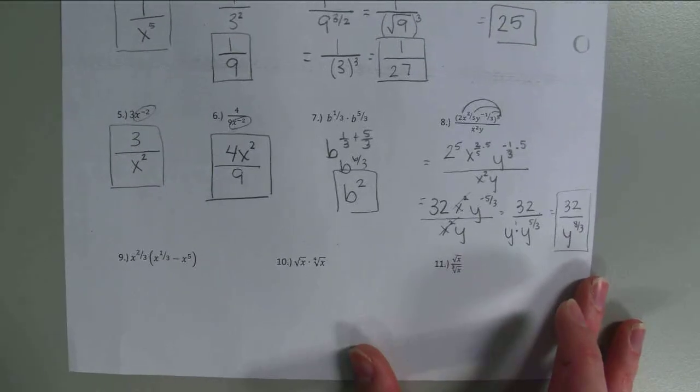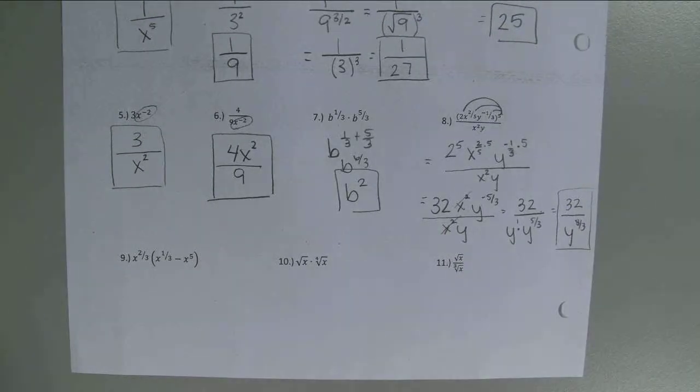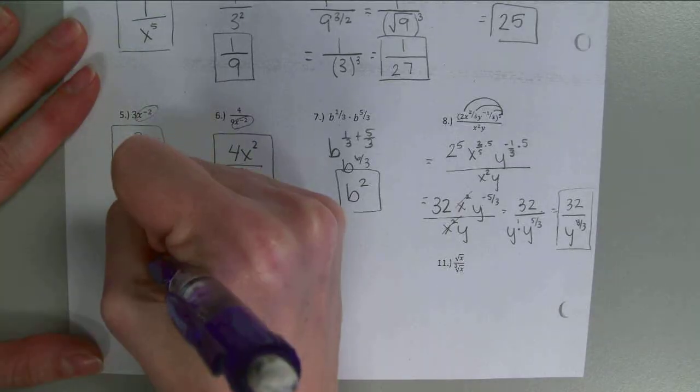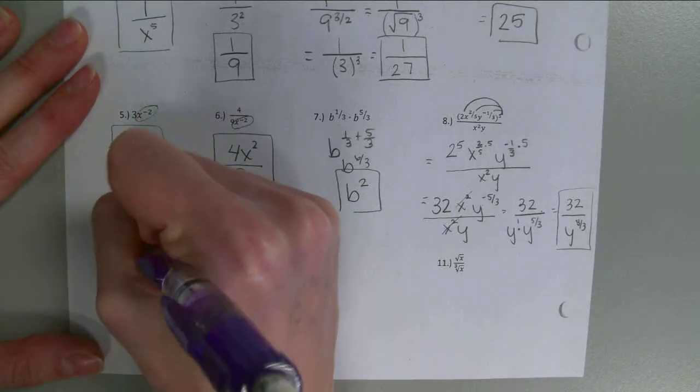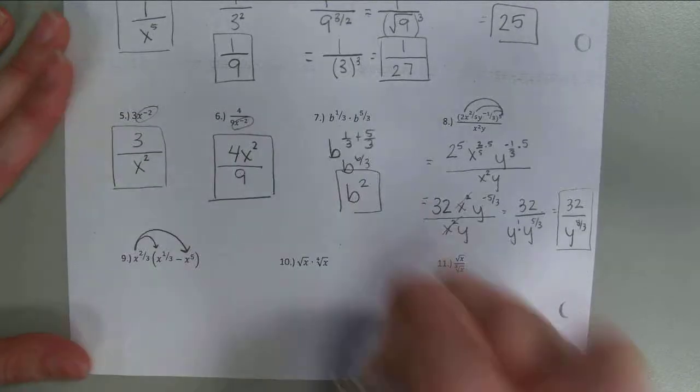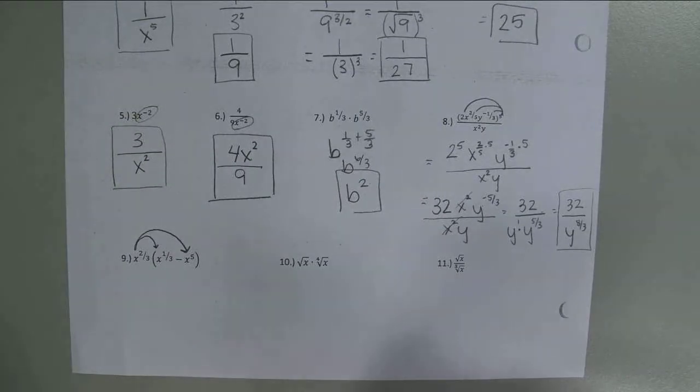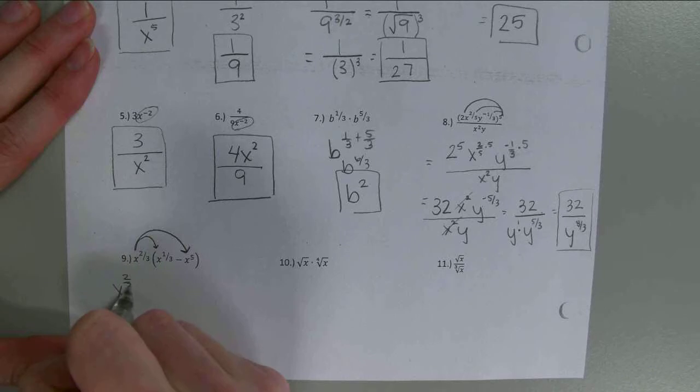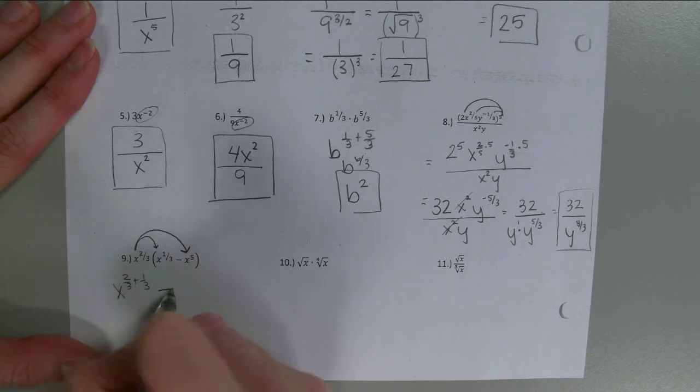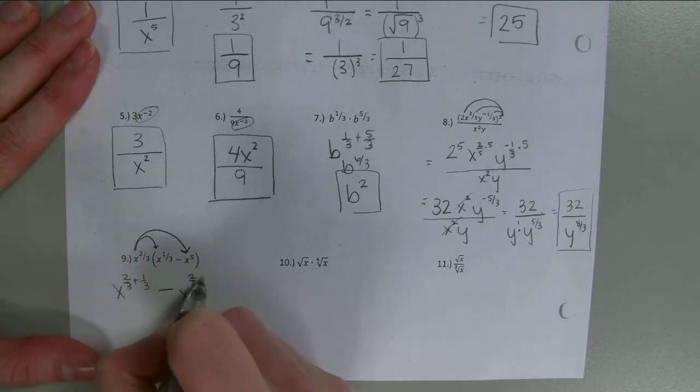Down here, it looks tricky, but it's not too bad. Just remember, whenever you're multiplying, you're just distributing. And when you distribute, you're just adding exponents, okay? So we're going to take x to the 2/3 times x to the 1/3, and x to the 3rd times x to the 2/3 times x to the 5th. But we're just going to add the exponents. So we're going to have x to the 2/3 plus 1/3 minus x to the 2/3 plus 5.